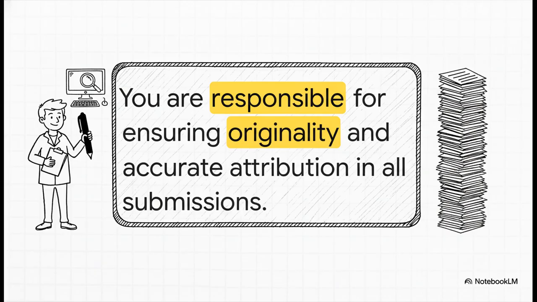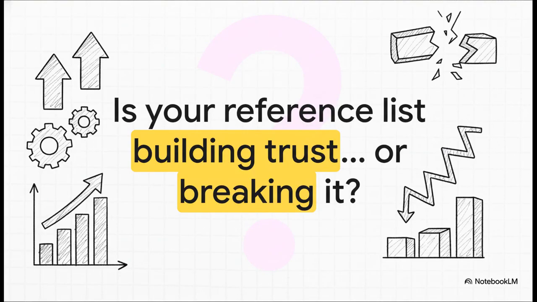Sure, journals use powerful software like Authenticate to scan every single submission for originality, but those tools are just the last line of defense. The real work of academic integrity happens when you're building your reference list, one citation at a time. So I want to leave you with this one final thought. Your reference list is never just a list. It's a direct statement about your rigor, your attention to detail, and your credibility as a scholar. So the next time you're putting the finishing touches on a paper, ask yourself this. Is your reference list building trust with your reader, or is it breaking it?